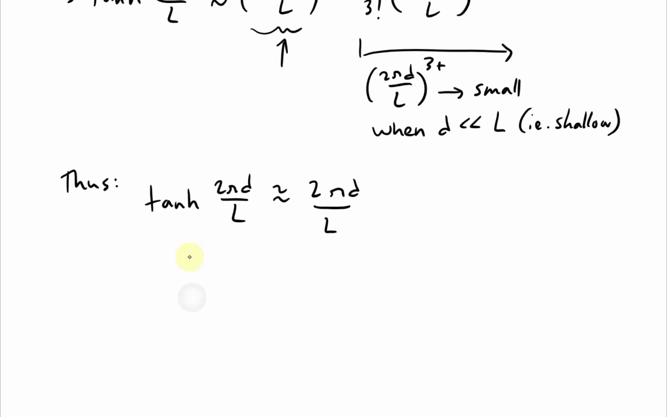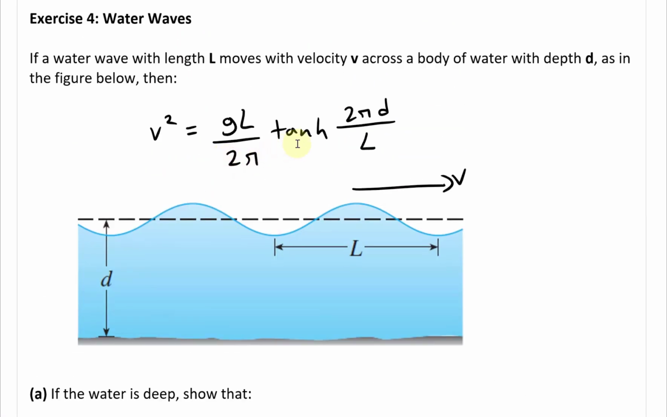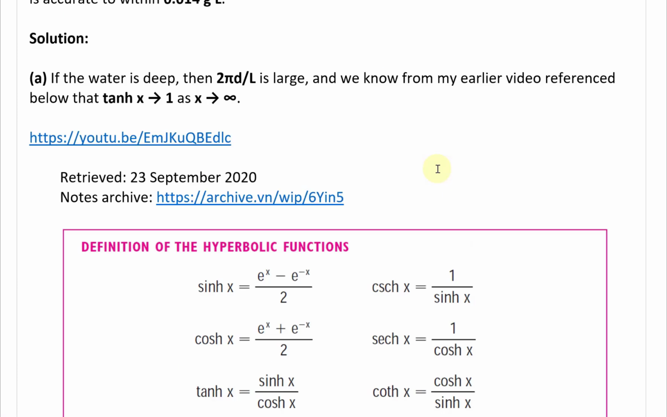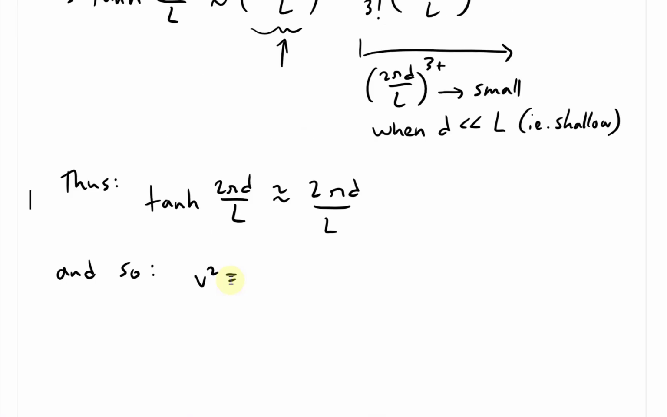And then we can plug this into our formula. Our v squared formula is equal to, let's scroll up, GL over 2 pi times tanh of 2 pi d over L. So the key is GL over 2 pi. I'll put the full thing first: GL over 2 pi times hyperbolic tan h of 2 pi d over L.